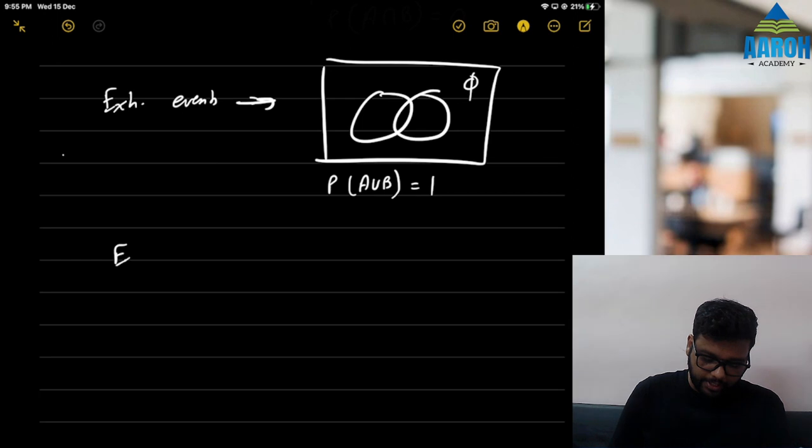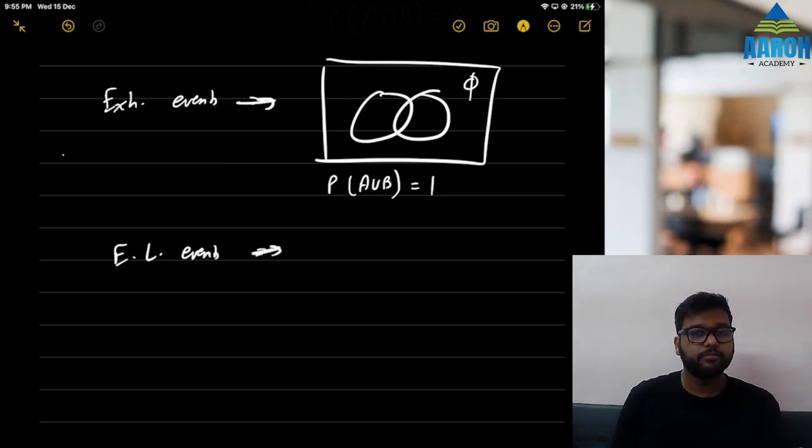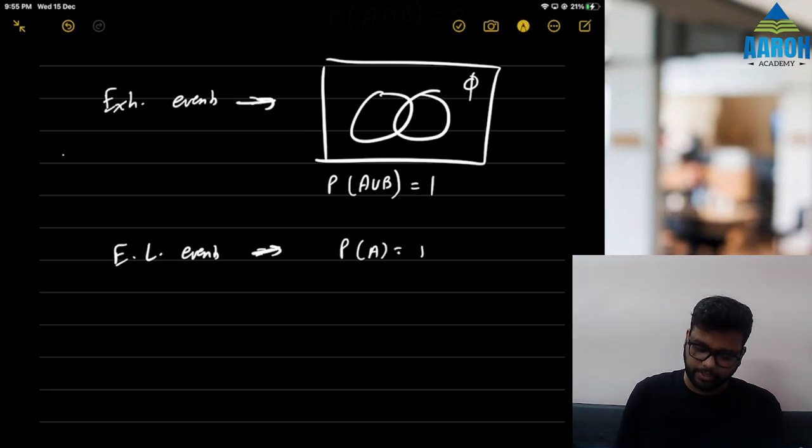And what are equally likely events? The probabilities are equal. Correct. That's it. In equally likely events, there is no concept of whether they are intersected or not. They can be related anyhow, but their probability is same.